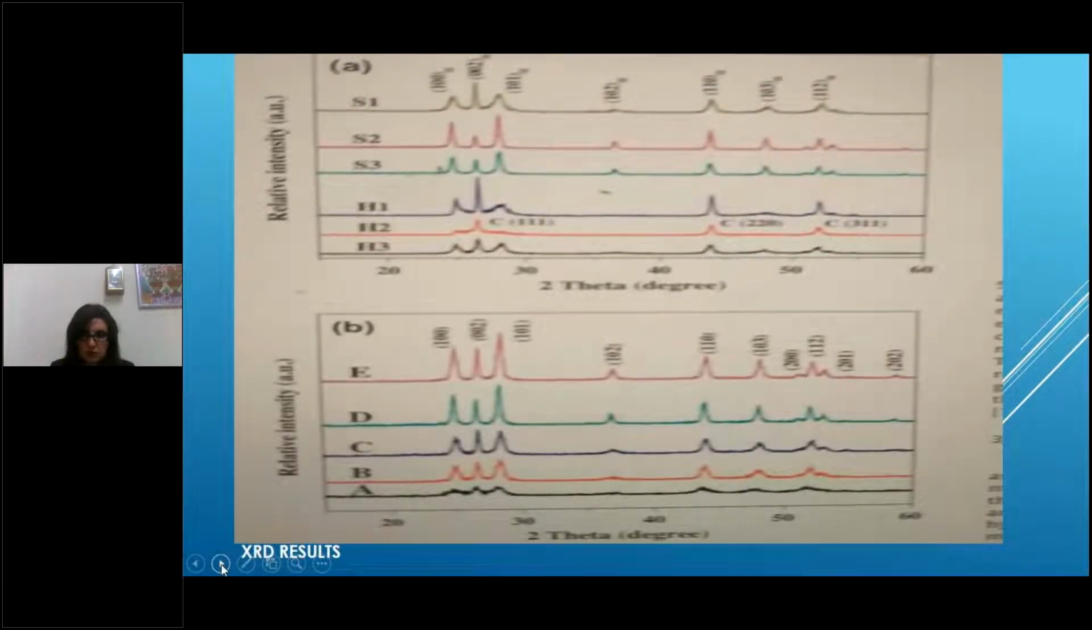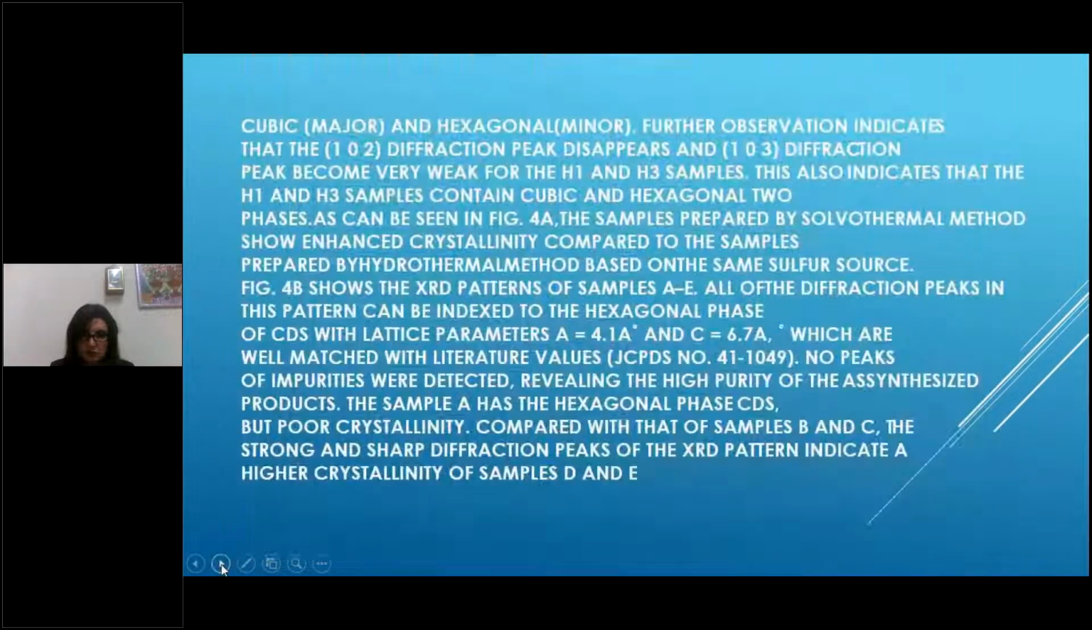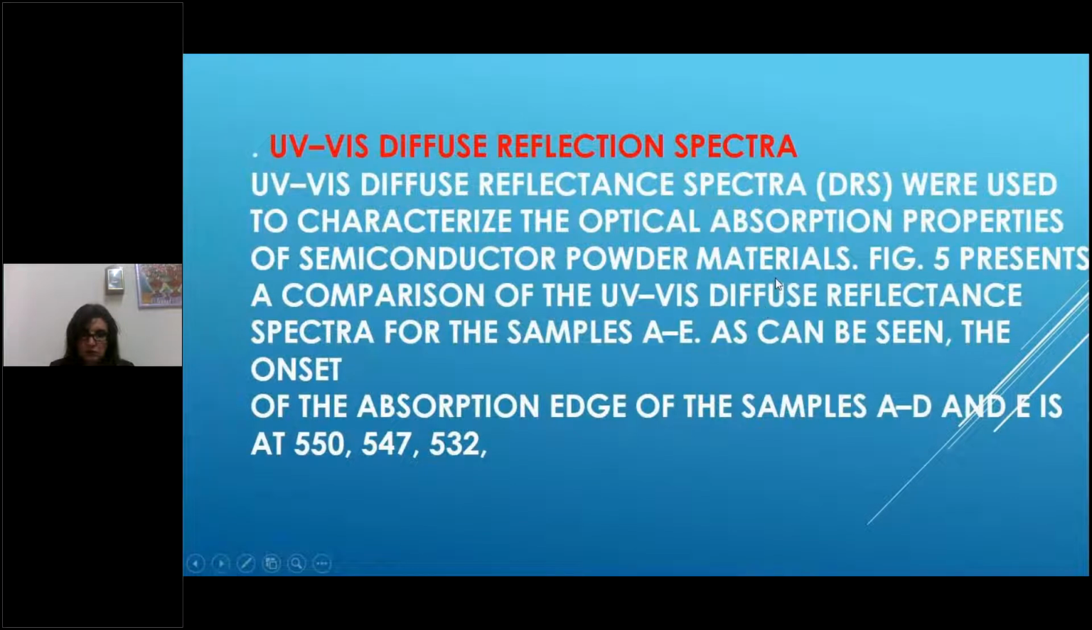Here you see the XRD analysis. It's not so clear. UV diffuse reflection spectra we use to characterize the optical absorption properties of semiconductor powder materials. The absorption edges of the samples are maximum at a peak of around 500.